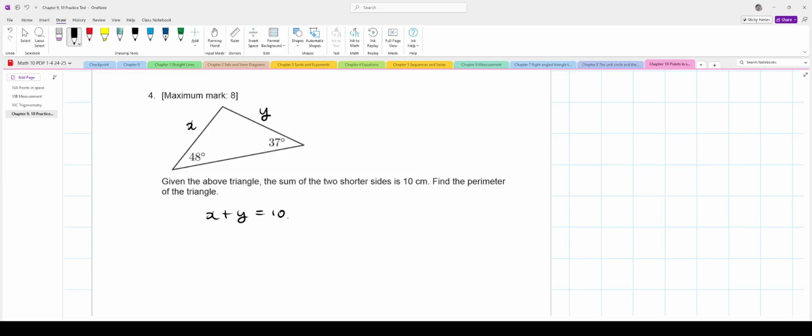In most cases, dealing with two variables is not a good idea. So I'm going to represent y as 10 minus x. And so that means that instead of saying y, I'm just going to say 10 minus x here.